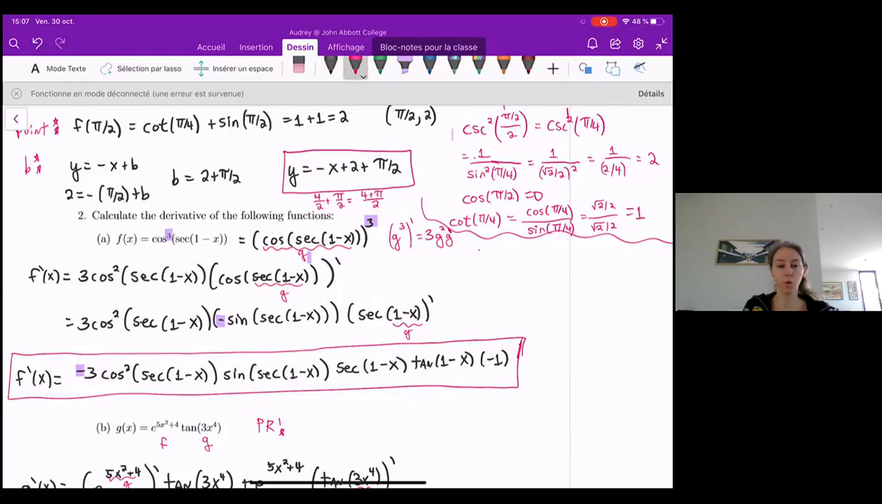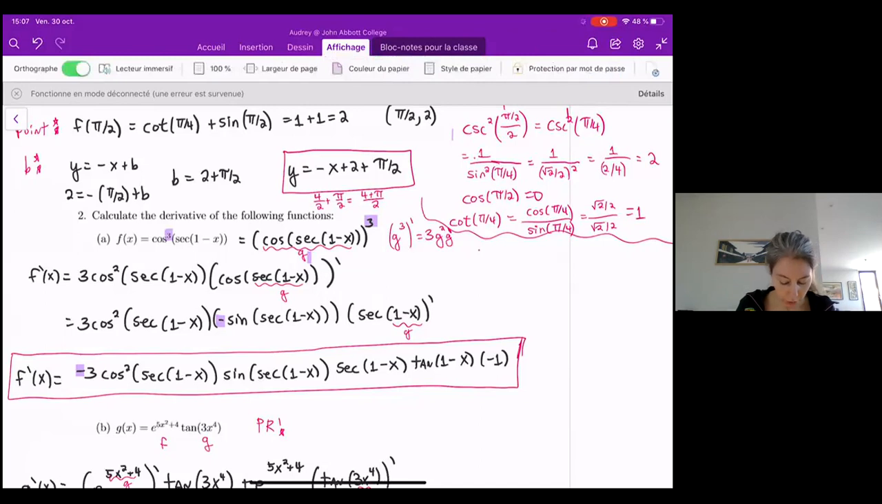Now the derivative of cosine is negative sine. I pull out the derivative of secant of 1 minus x. The derivative of secant is secant tangent. I pull out the derivative of 1 minus x, which is -1. So this is why we have that 3 cosine squared in the beginning. Notice I also just took that negative and moved it to the front.